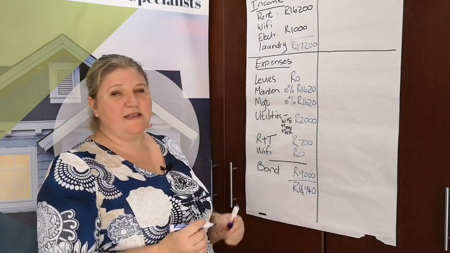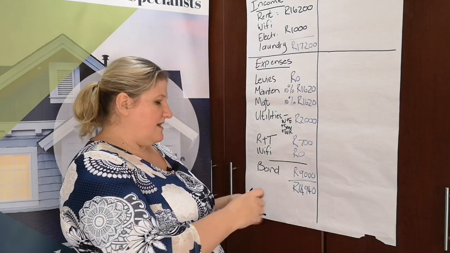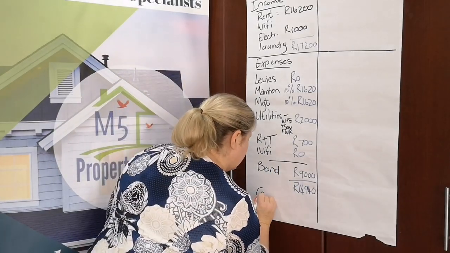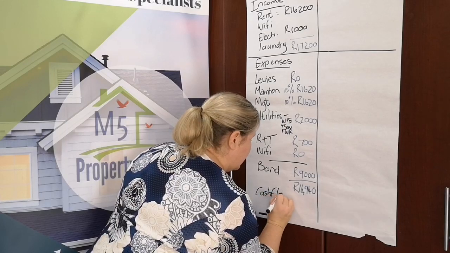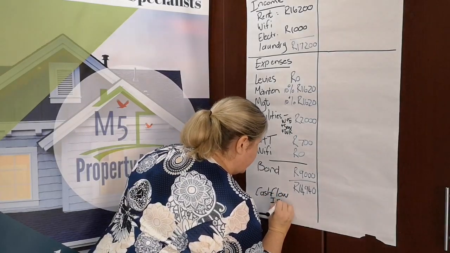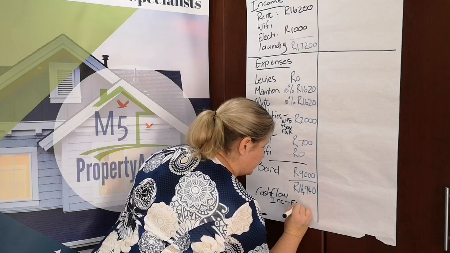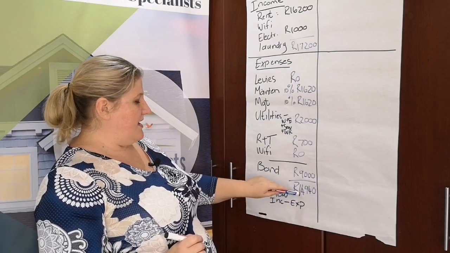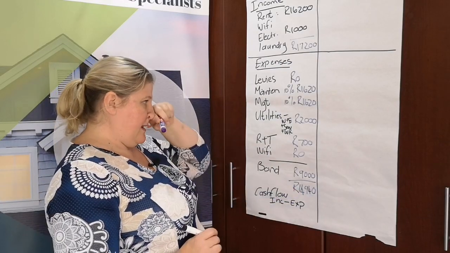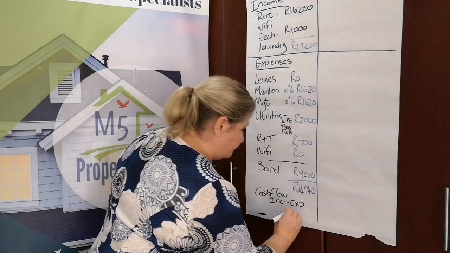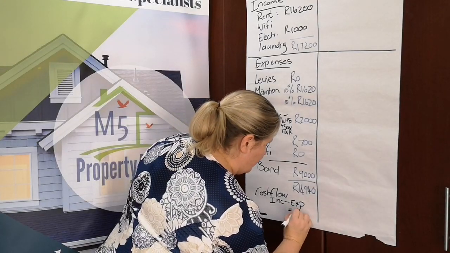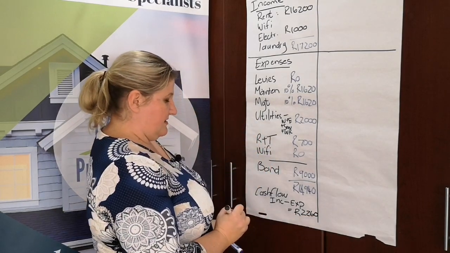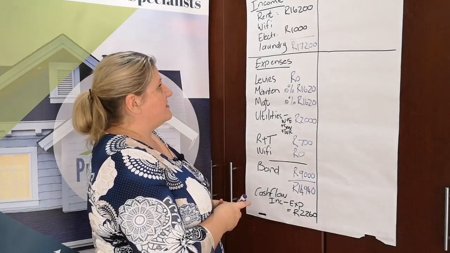Right, so then the next step would be for me to calculate my cash flow. So my cash flow amount over here is literally just your total income minus your total expenses. Okay, so it's 17,200 minus 14,940, and that will actually give me 2,260 rands. All right, cool.